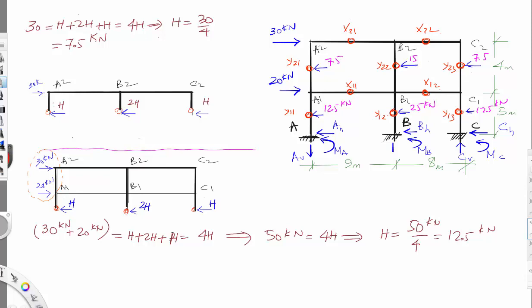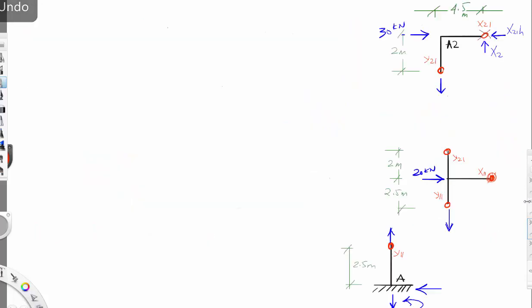Now the second step is we'll break this joint at this level, and the joint at this level and this level. And the idea why we break these at these joints, joint A2, A1, and A, is to calculate the following forces. I want to calculate this force and this force, and then I'll be able to move to the reactions at joint A. That is the idea. So we'll do the calculation here. So we broke this down here.